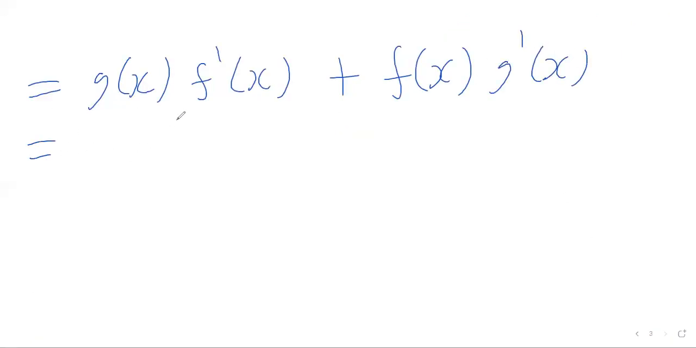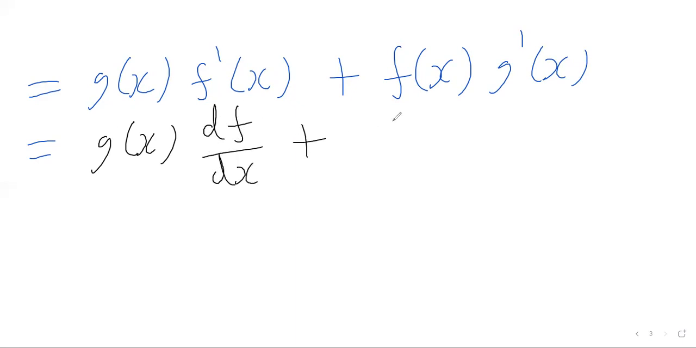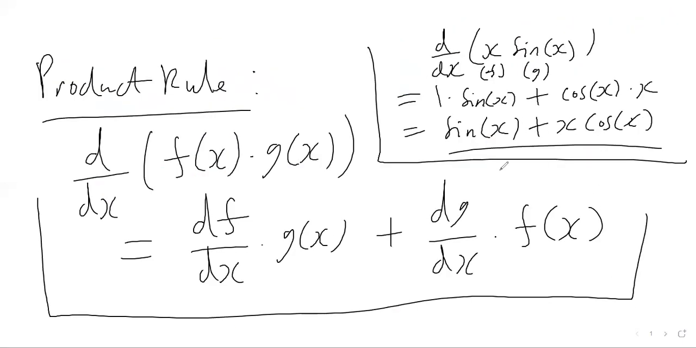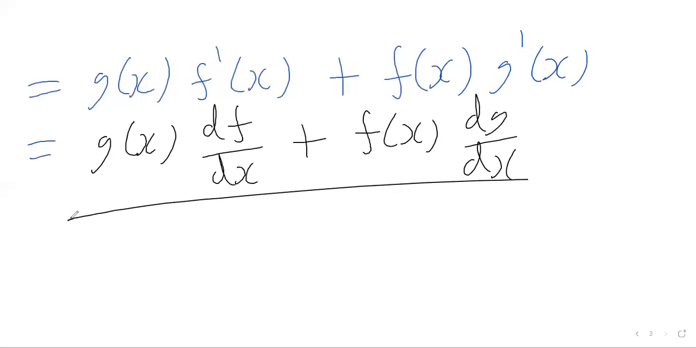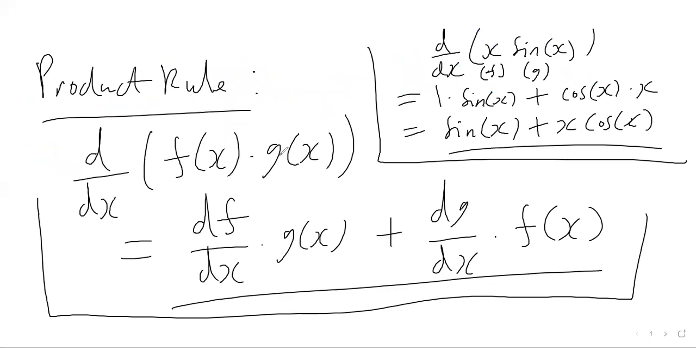And so this is literally the same as saying g of x multiplied by the derivative of f with respect to x, and then plus f multiplied by the derivative of g with respect to x. If we go back to the first slide, this is what we had here, exactly the same thing. And so this proves the product rule. Therefore, when we differentiate the product of two functions, we get the derivative of f with respect to x times g plus the derivative of g with respect to x times f.